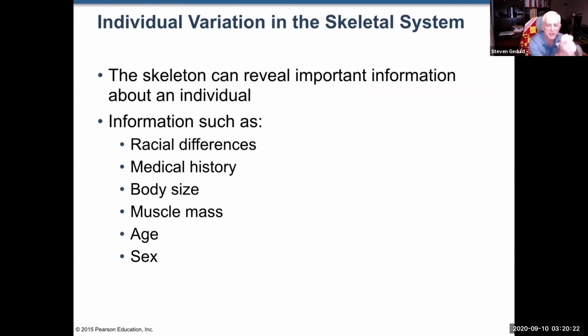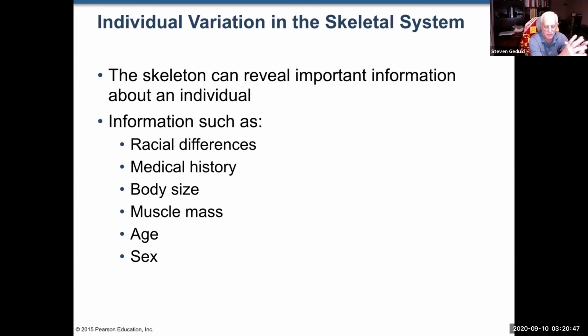The skeleton can reveal important information about an individual, such as race, medical history, body size, muscle mass, age, and sex. Yes and no. There are certain differences where you can kind of guess the race. Medical history: if someone had an artificial hip, yeah, you can see it. Broken bones that have healed, yeah, you can see a history of broken bones. So some medical histories you can see.